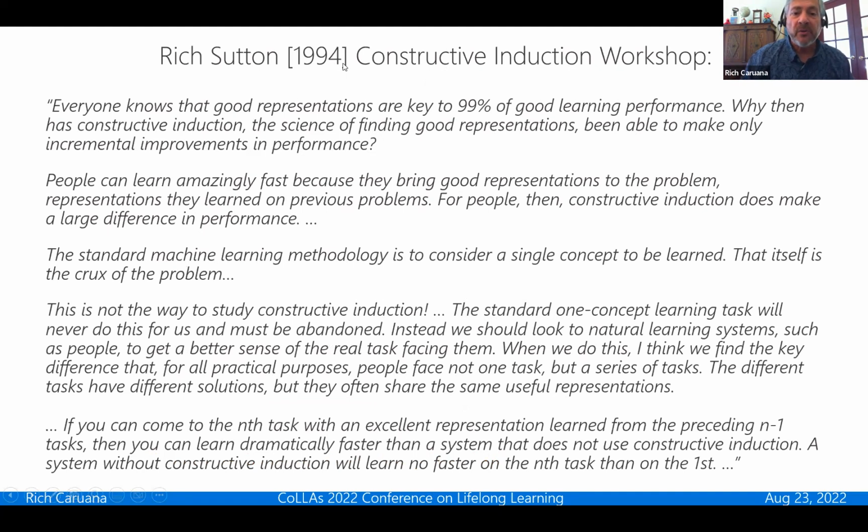Rich Sutton, who many of you know from reinforcement learning, way back in '94 at a constructive induction workshop, which we don't even have that many constructive induction meetings anymore, says something like, everyone knows that good representations are the key to good learning performance. People learn really fast because they start with good representations when they start learning. The standard machine learning methodology is to learn one concept at a time. This is not the way to do constructive induction. Instead of doing one concept at a time, we really should be learning multiple things at the same time. If you came to the next task with an excellent representation learned from the preceding n-1 tasks, you would learn faster and better than you did before.